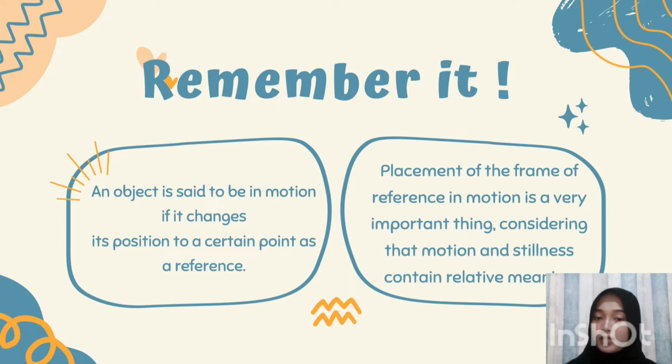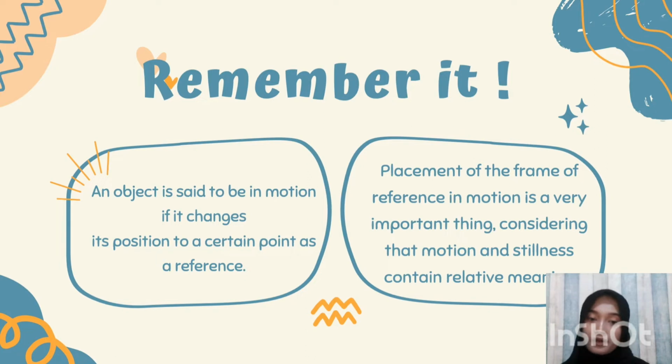Then what do we mean by motion? When is an object said to be in motion? When is an object said to be immobile? To answer these questions, carefully consider the following explanation. An object is said to be in motion if it changes its position relative to a certain point as a reference. So, motion is a change in position with respect to a certain reference point. Motion can also be said as a change in the position of an object in a certain period of time.